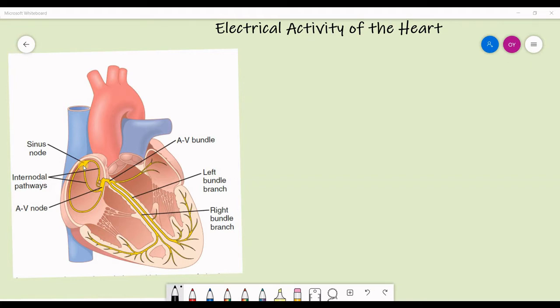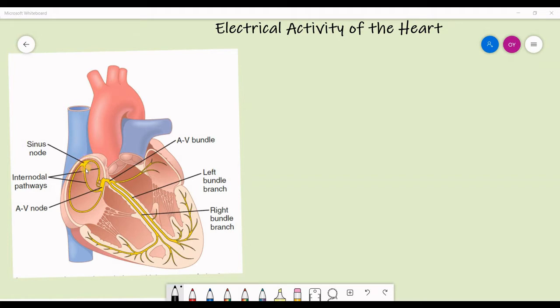This is a specialized cell because it has very little contractile elements, so it cannot contract by itself. Instead, it produces impulses automatically without any external stimulus and at regular intervals, that is, in a certain rhythm. That property of the SA node is called autorhythmicity.